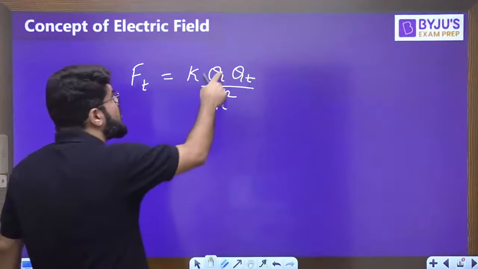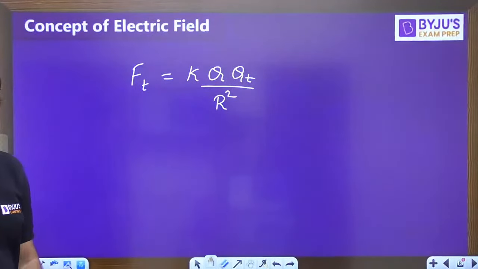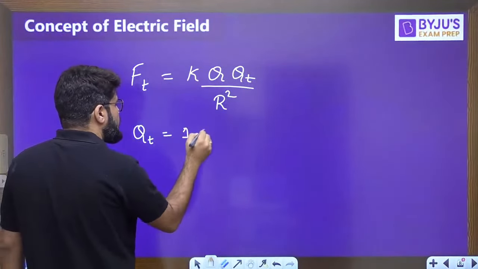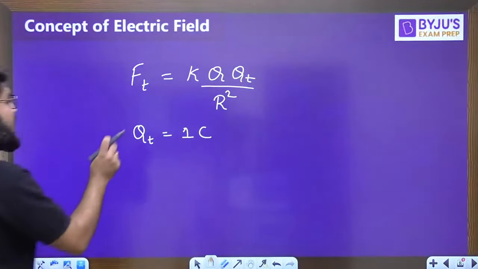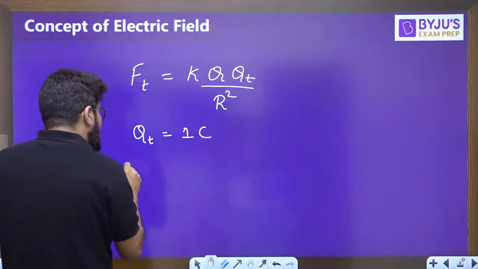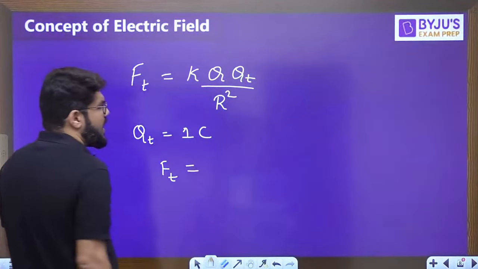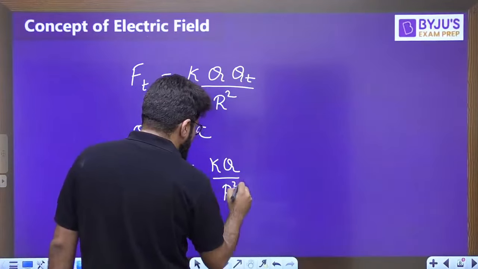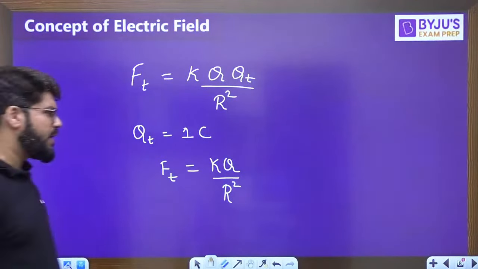To understand the contribution only due to the Q, what we will do is, let's take Qt equal to 1 coulomb. Let's take a unit coulomb charge. The test charge, suppose, is 1 coulomb, and then the force experienced is kq by r square.